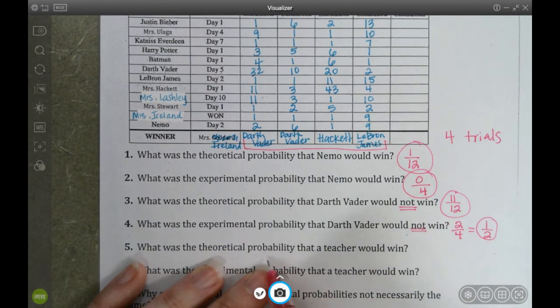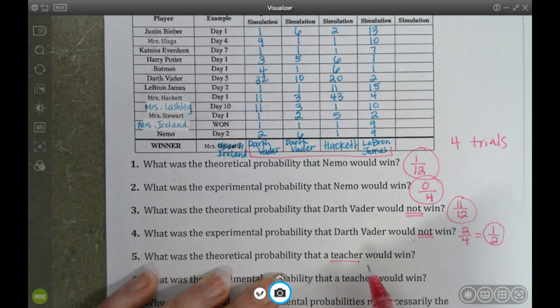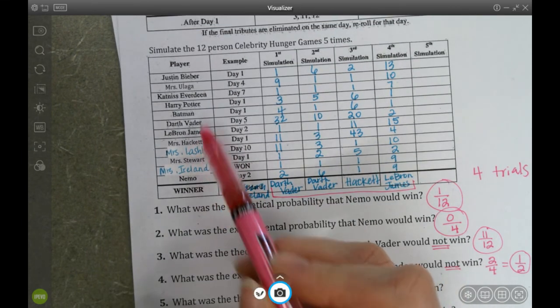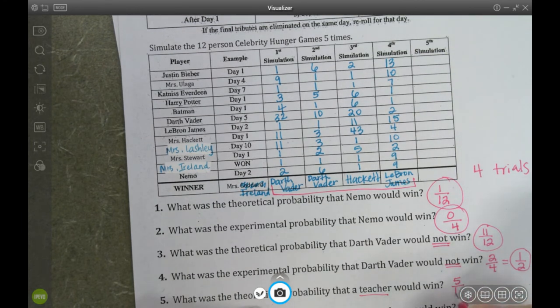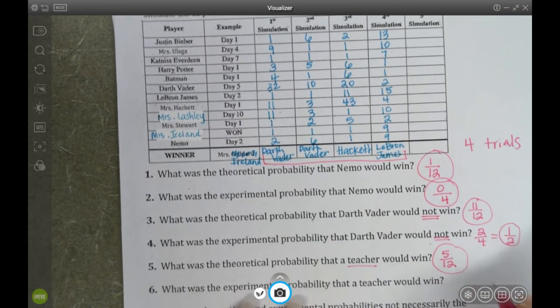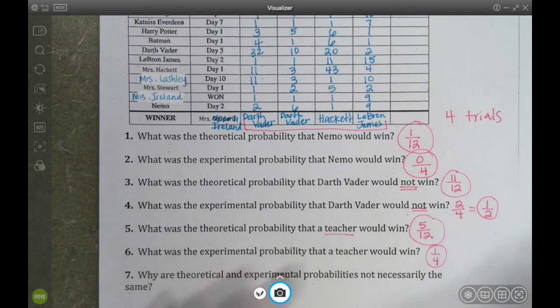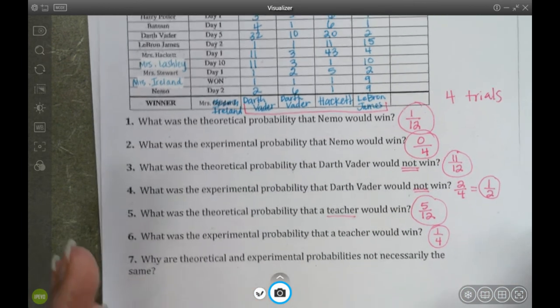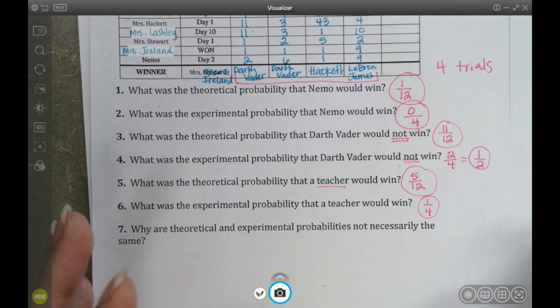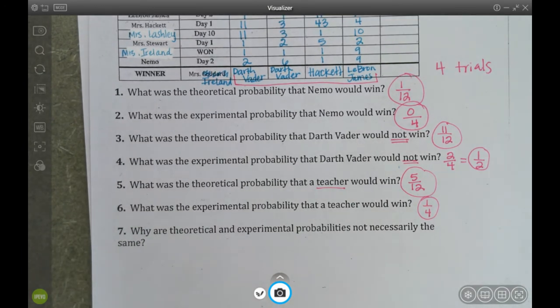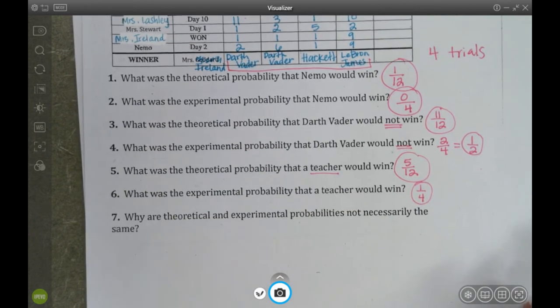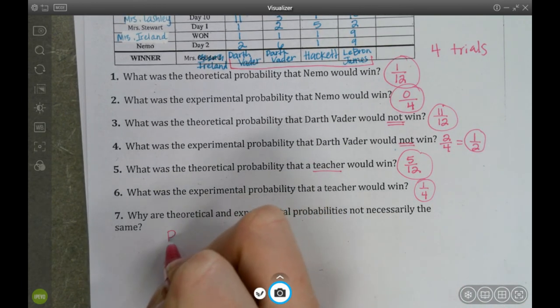What was the theoretical probability that a teacher would win? So how many teachers did we have? 5. So 5 out of 12. What was my experimental probability that a teacher would win? You had 1 out of 4. And then again, why are theoretical and experimental probabilities not necessarily the same? Exactly. Theory does not always follow reality, or reality does not always follow theory.